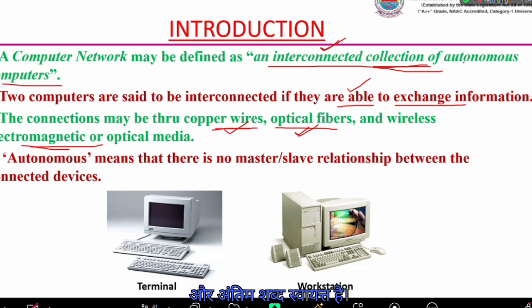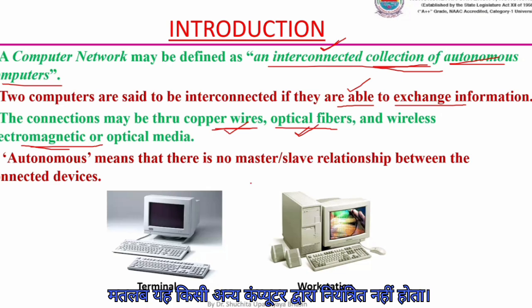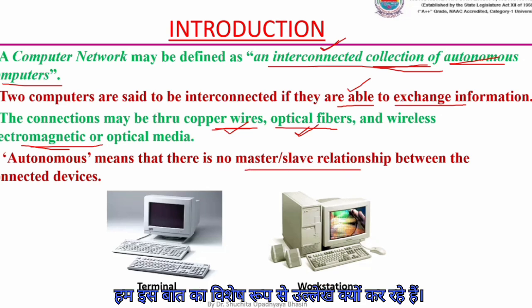And the last term is autonomous. Autonomous means every computer is going to work independently, means it is not controlled by any other computer. So there is no master-slave relationship. Why are we particularly mentioning this?